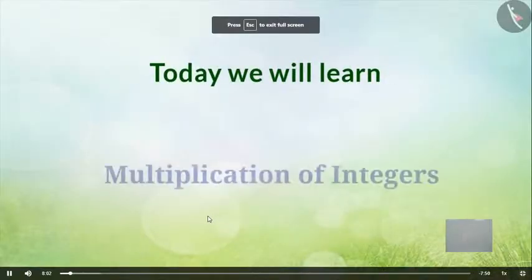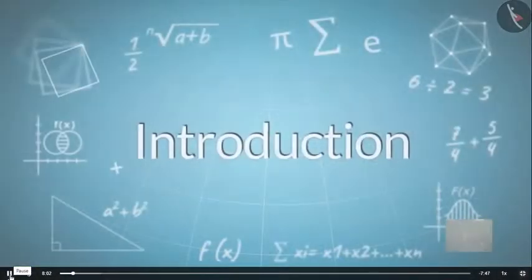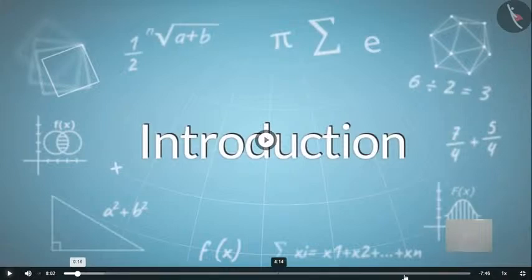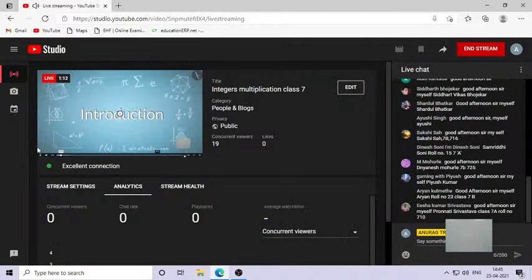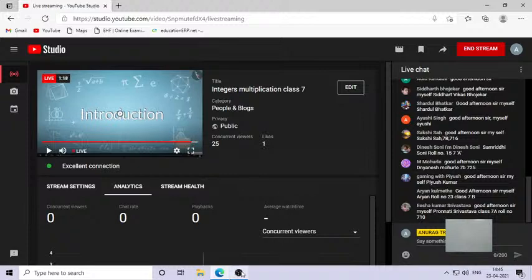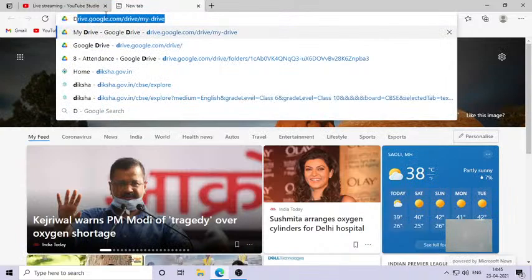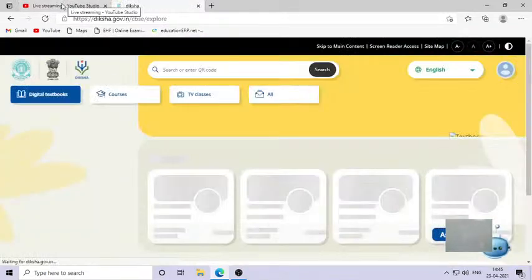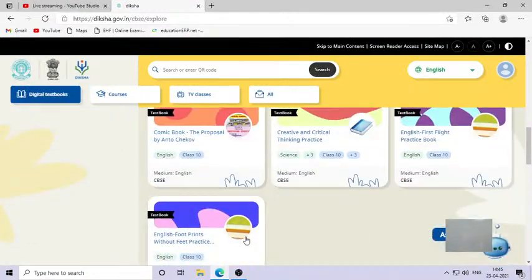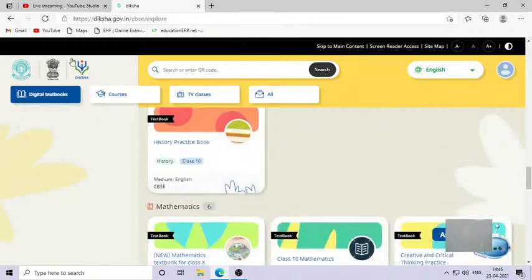Today, we will learn about multiplication of integers. And again, we are just trying to explore.